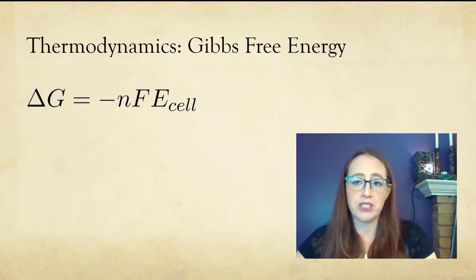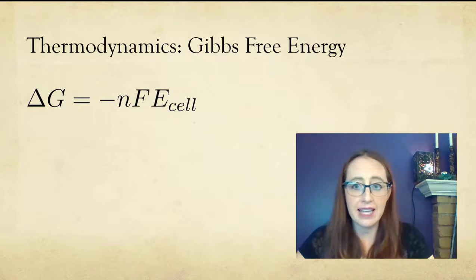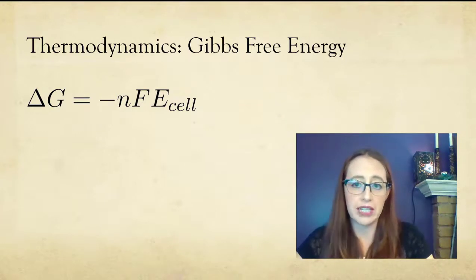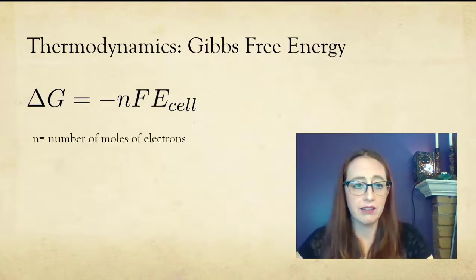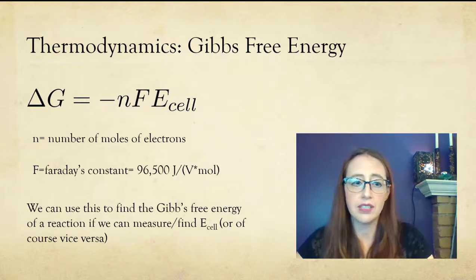We won't go too much into the derivation of the equation that relates Gibbs free energy and E. You can find the derivation in the textbook if that's something that you're interested in. That being said, this formula is how we can relate the Gibbs free energy and the voltage of the cell. N here is the number of moles of electrons, and F is Faraday's constant, which you can see here. We can then use this equation to interconvert between delta G and E of the cell.